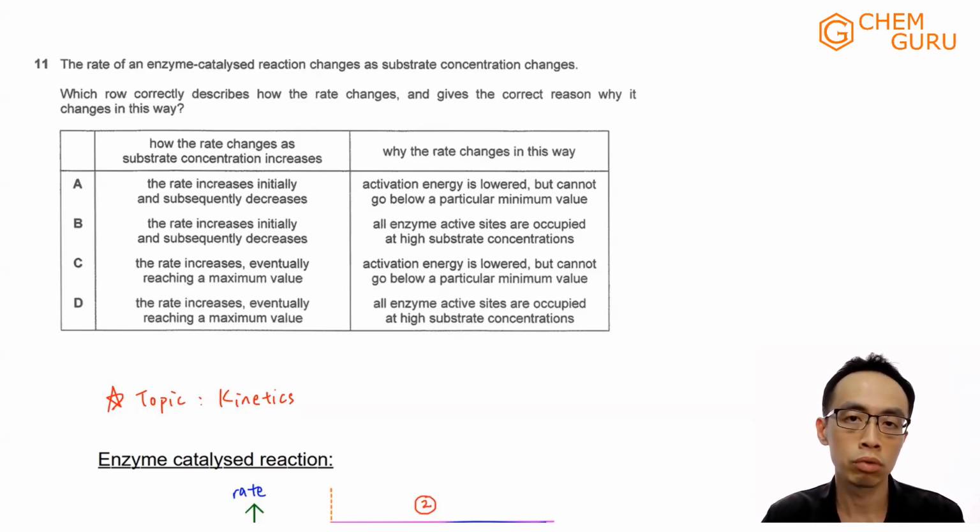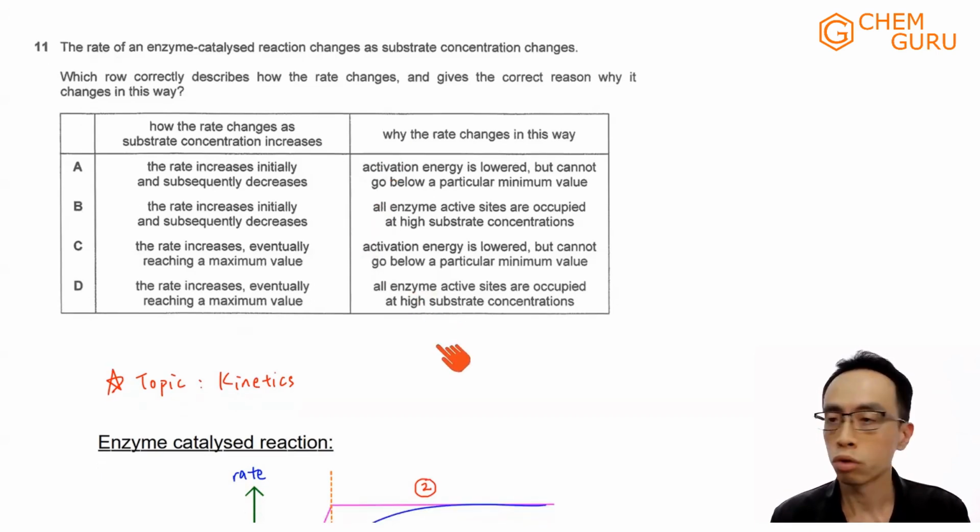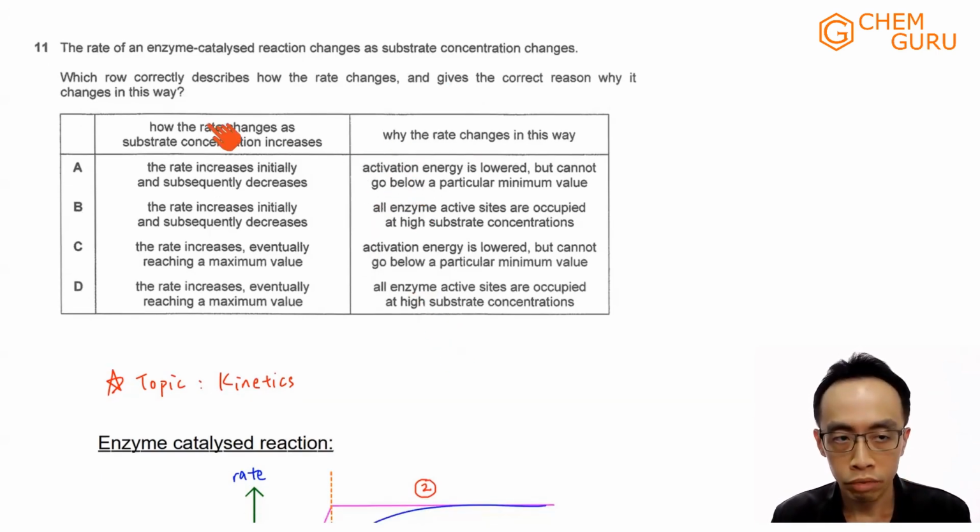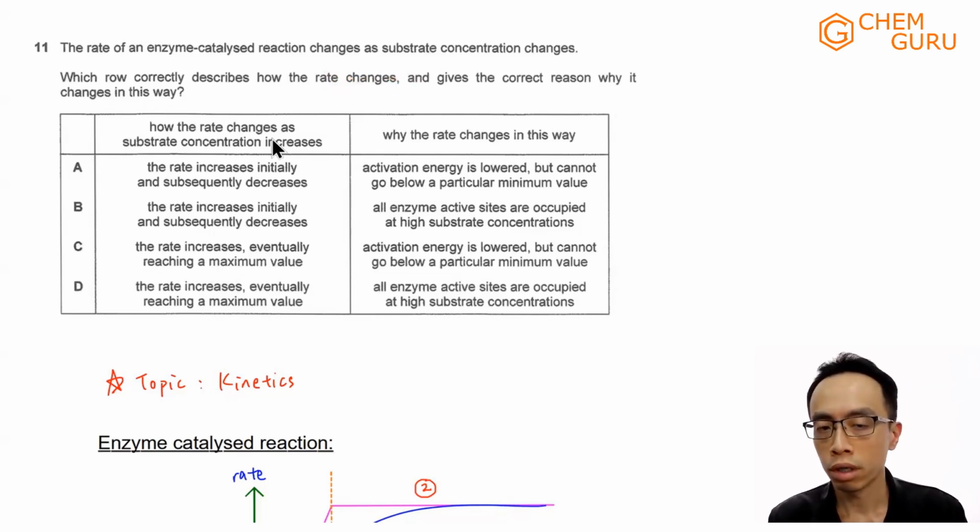Now in this video, we want to go through the second portion involving the suggested solution for 2023 A-Levels H2 Chemistry Paper 1. So let's take a look at question 11. The rate of an enzyme catalyzed reaction changes as substrate concentration changes. So which row correctly describes how the rate changes and gives the correct reason why it changes in this way.